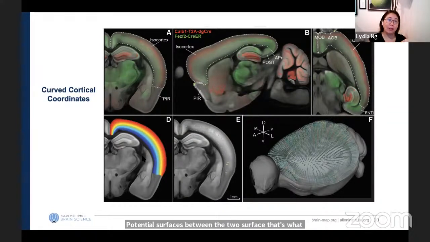And then once we have that, for every point in the surface, we did a steepest descent path from the pia to the white matter. All of these lines that you're seeing in F show the set of streamlines we were able to get. This set of streamlines then approximates our columns, and this is what we use to integrate data and also to draw isocortical areas.